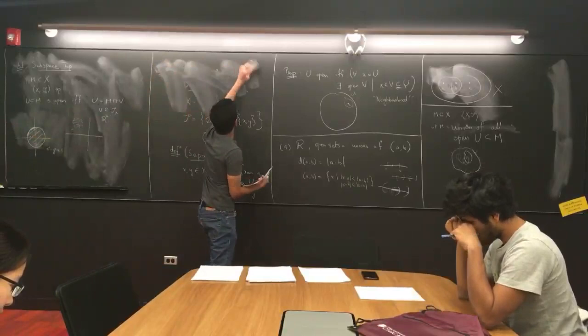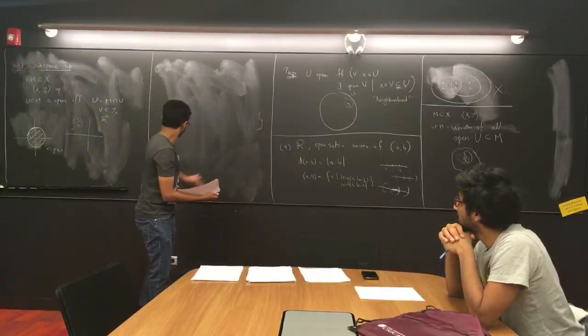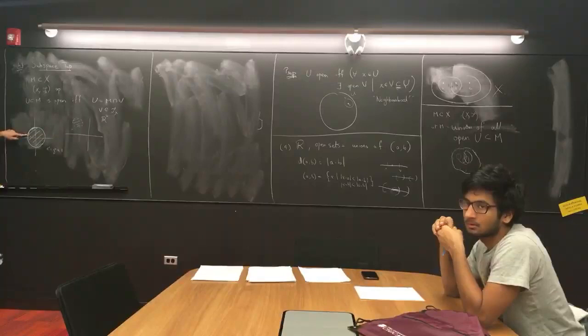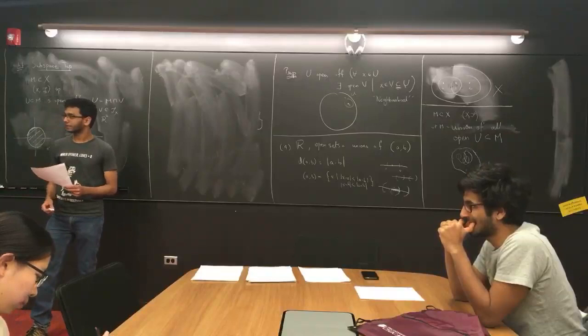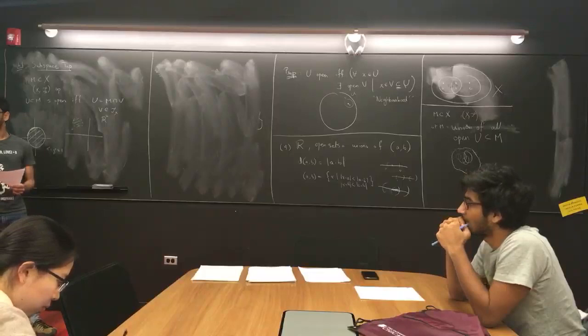So then would that be open in the entire R2, or is it only open in the subspace? It's not open in R2 because its boundary is included. But it is open in the disk. Exactly. In the subspace topology induced on the disk. It's not open in the whole plane because of that proposition over there, right? The points on the boundary don't have a neighborhood. Right. Exactly. Yeah.